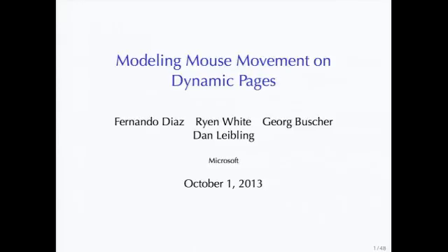So this is joint work with folks in Redmond. Although to be honest, a lot of this work also happened at Yahoo before I joined Microsoft, but that allowed me to reproduce results onto production data sets, which is kind of convenient.